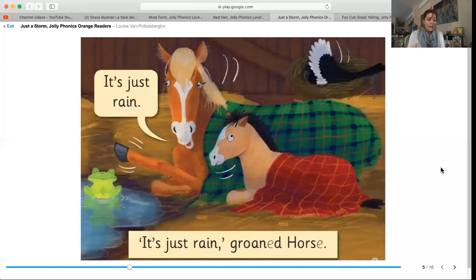Okay. But in the barn, we have other animals there. You can see it in my big picture. Do you see we have other animals? We have a horse and we have the foal. And what does the horse say? It's just rain. What does he groan? Your turn. My turn. It's just rain, groaned horse. Can you spot the O sound in the word groaned? Again, we have the faded letters here, meaning that they do not sound, just like the word horse. Very good. Now let's see what happens.